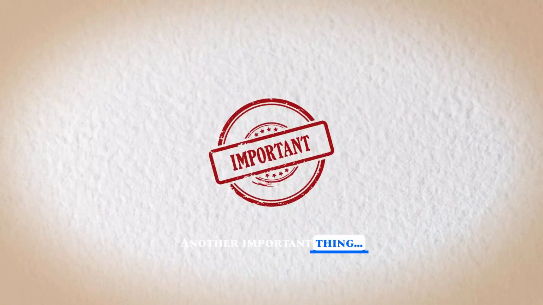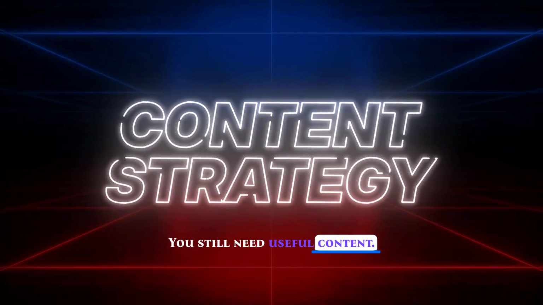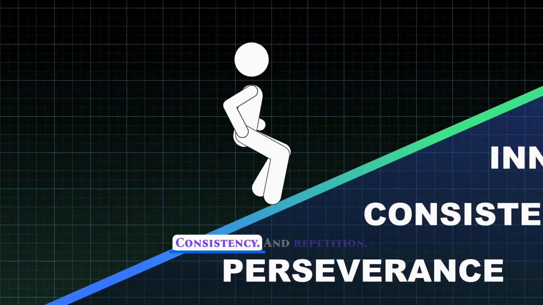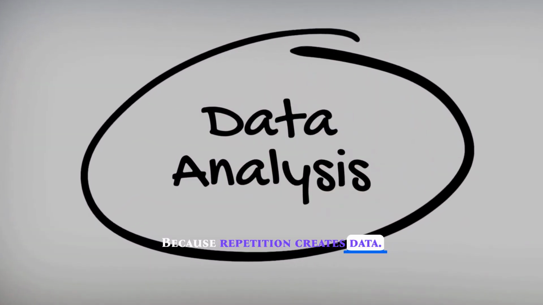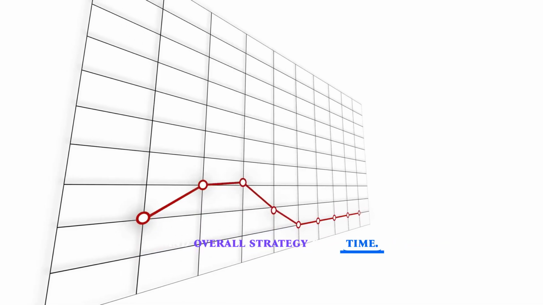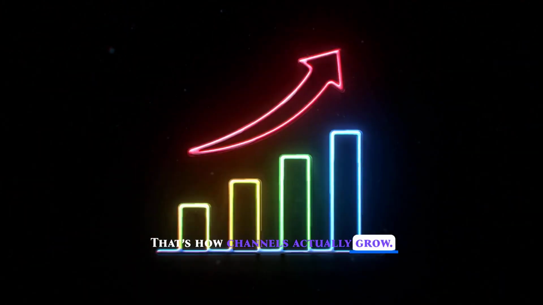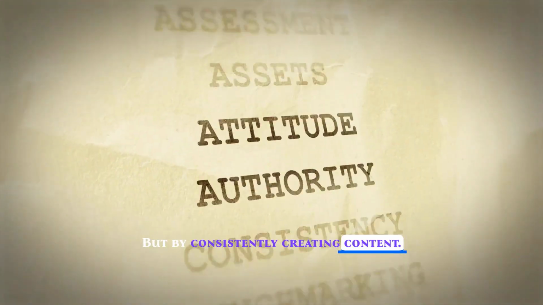Another important thing: no AI tool magically creates success by itself. You still need useful content, strong hooks, good titles, consistency, and repetition. Because repetition creates data. And data helps improve thumbnails, retention, topics, and overall strategy over time. That's how channels actually grow. Not by endlessly researching software, but by consistently creating content.